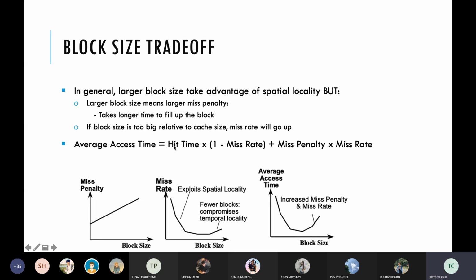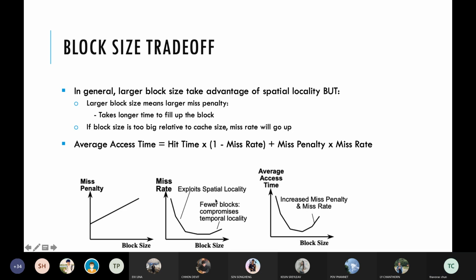So in the exercise, you will find some exercises asking you to find the average access time. Okay. Here is a diagram that you can refer to. Miss penalty is on the y-axis, and block size is on the x-axis. Okay, you see as the block size increases, the miss penalty also increases.